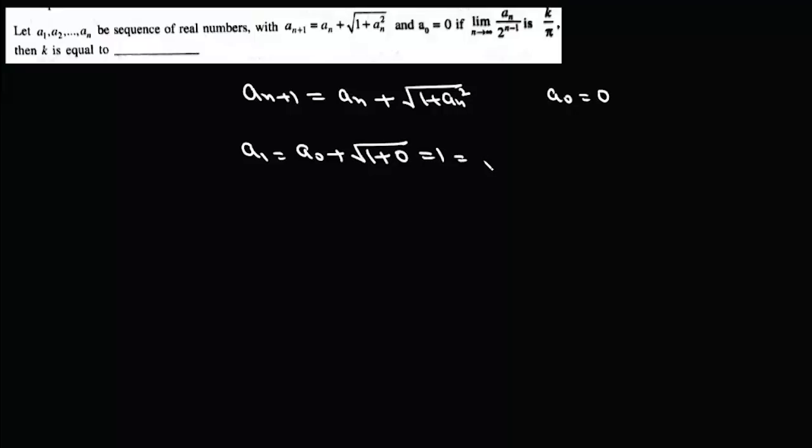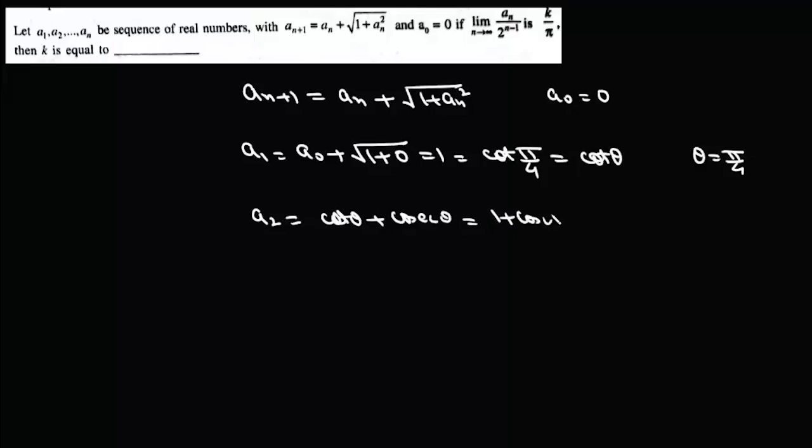Now we can write this one as cot pi by 4, or basically we can write this as cot theta, where theta is pi by 4. So this a2 will be cot theta, and 1 plus cot square theta is cosec theta. So there will be cot theta plus cosec theta, and this is (1 plus cos theta) by sin theta, and it is cot theta by 2. If we substitute here cot theta by 2, we'll get cot theta by 2 square. So a3 will be cot theta by 2 square.